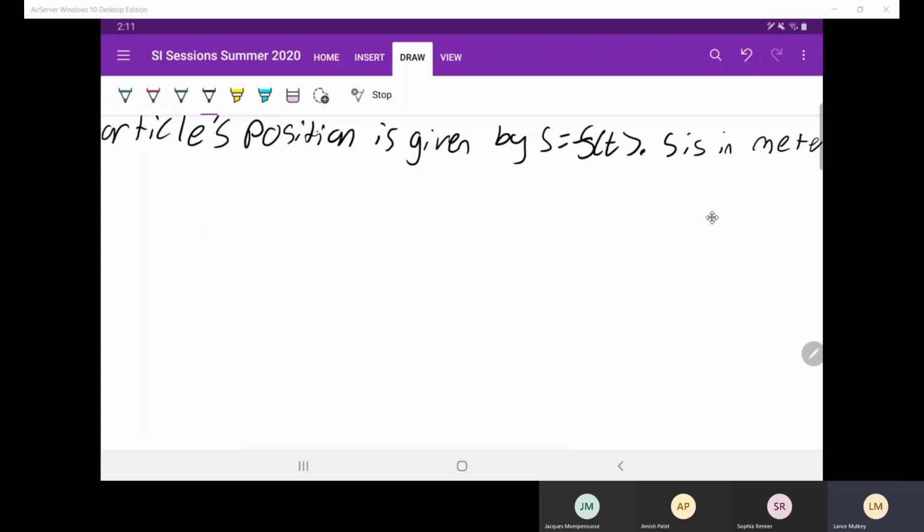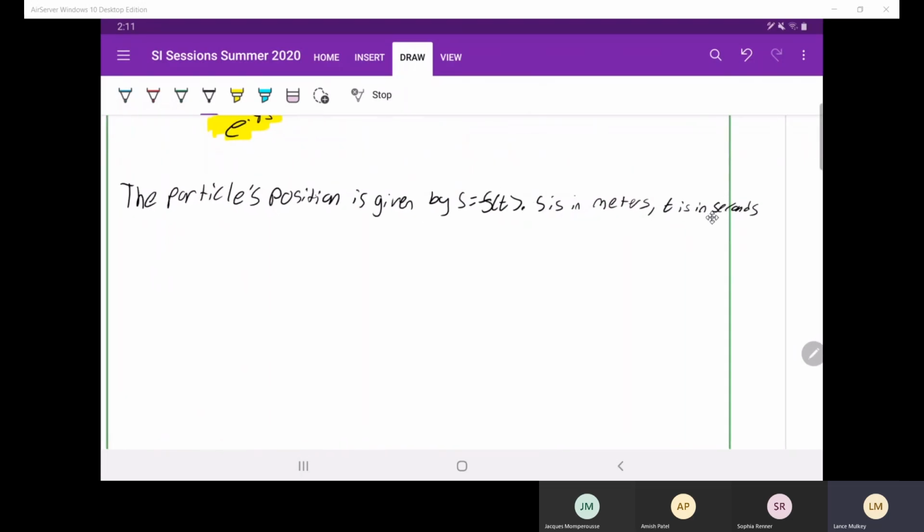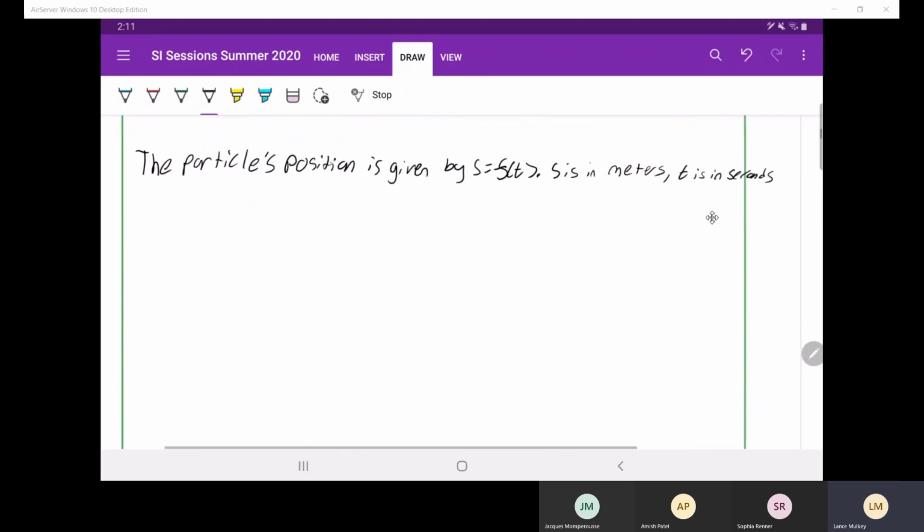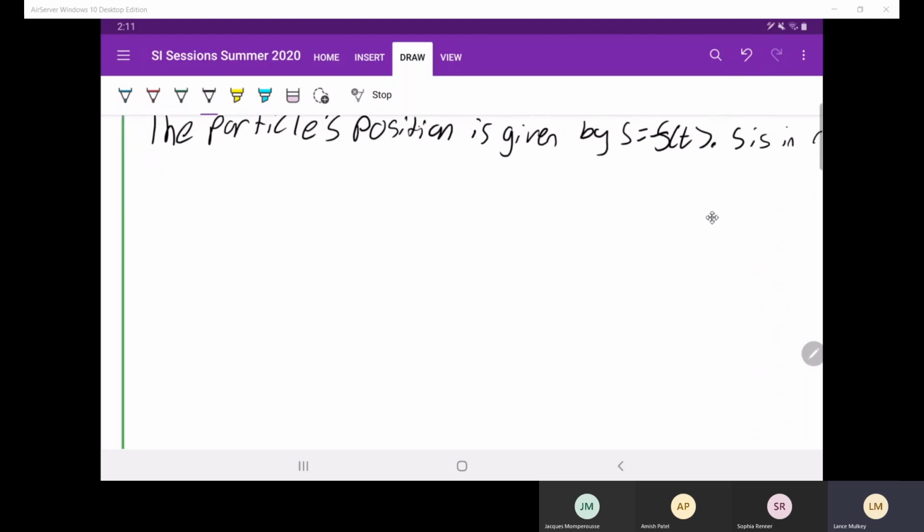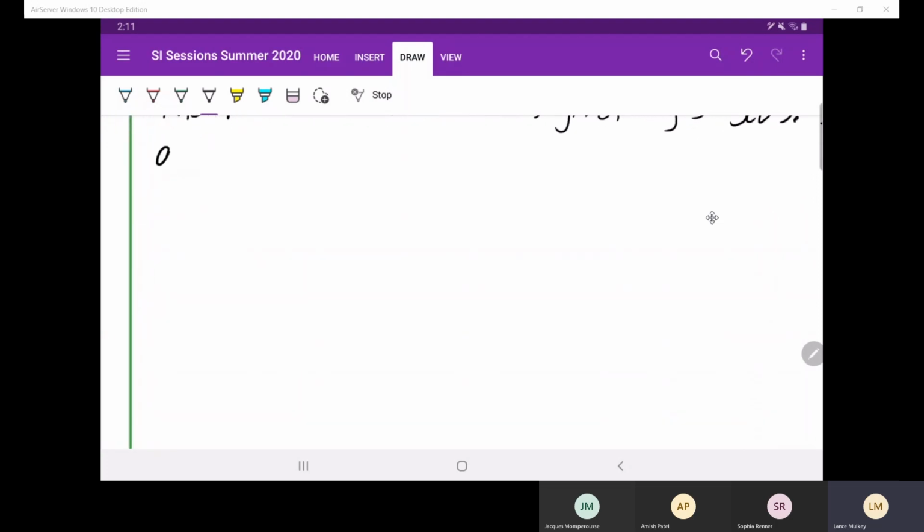All right. So the particle's position is given by S equals f of t. S is in meters and t is in seconds. I want you to find these three things. So A.